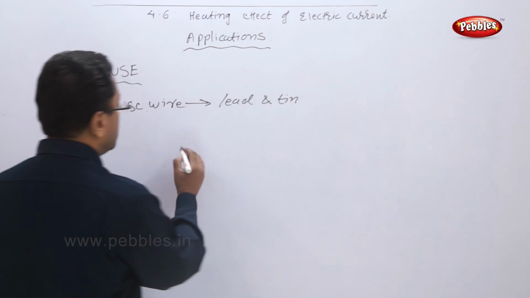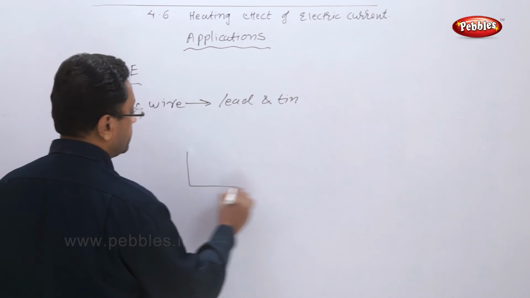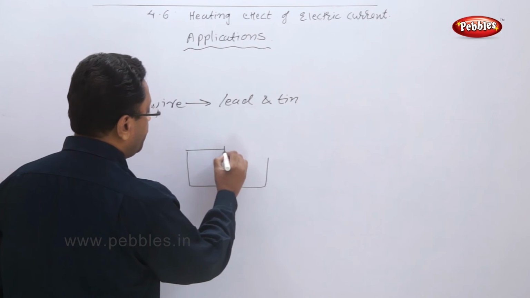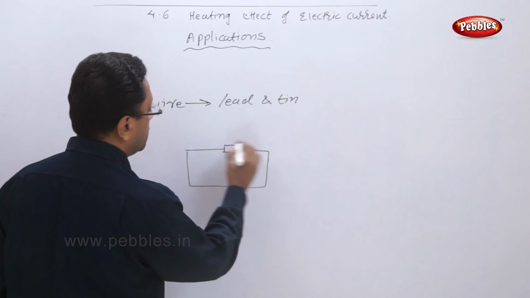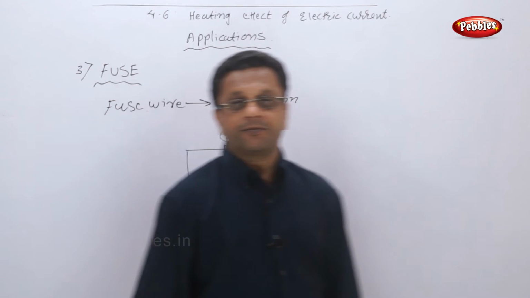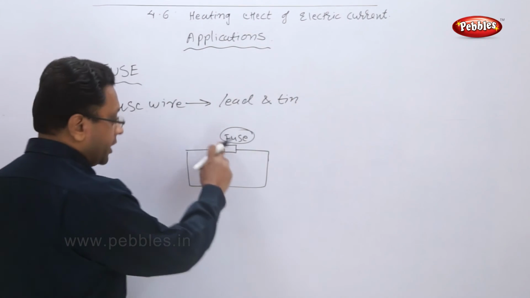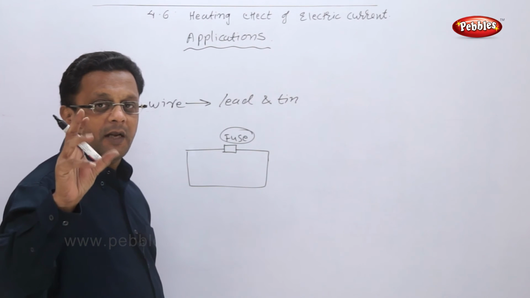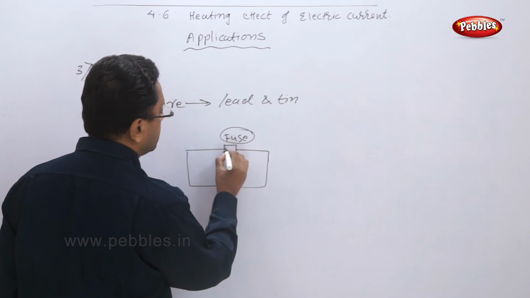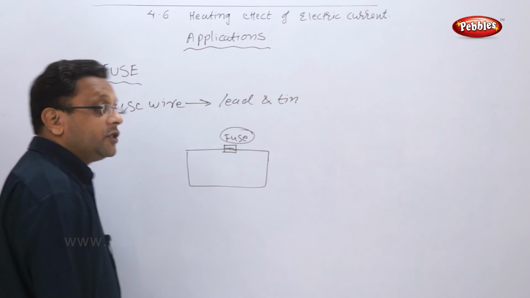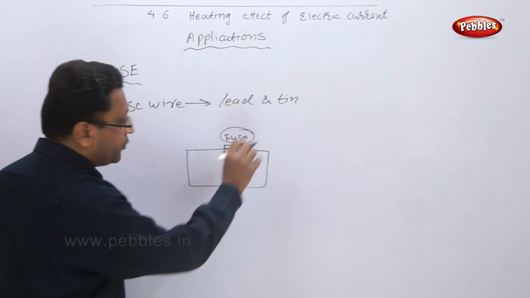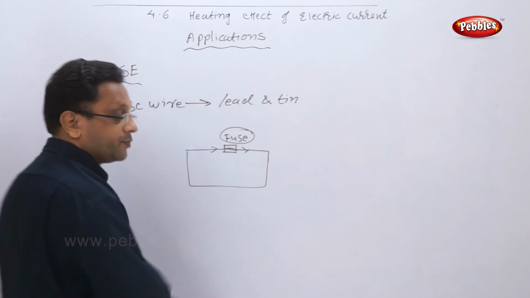That means, suppose this is your home electrical circuit. I am not showing any appliances here. I'll just show you, this fuse is connected in series. And what is there in that fuse? In this fuse, there is one ceramic part, and in that, a thin wire is there. This is the fuse wire. Actually, through this fuse wire, the electricity flows.